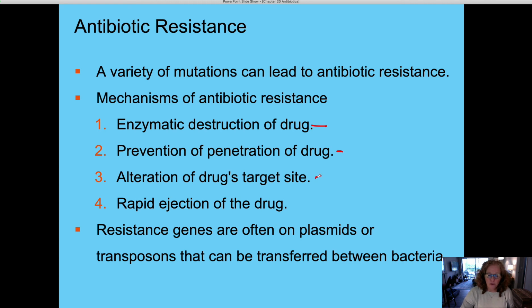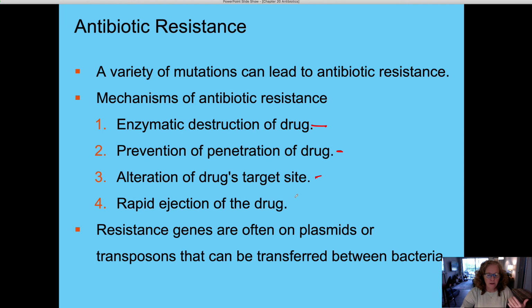Some will alter the drug's target. So they say, okay, well, if you're going to send this drug in and it's going to target this particular enzyme, if they change the shape of the enzyme, it's still functional for them, but the drug can no longer attach to it, then they alter the target site.